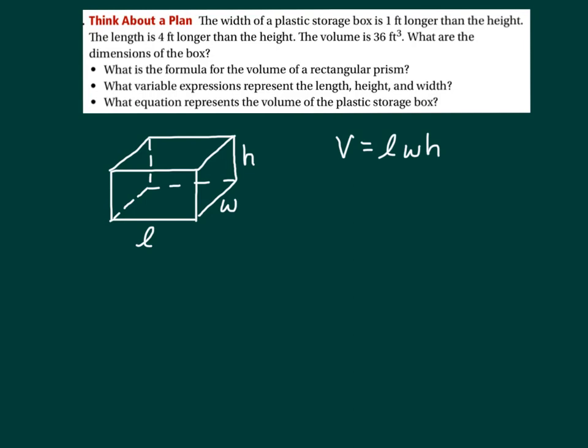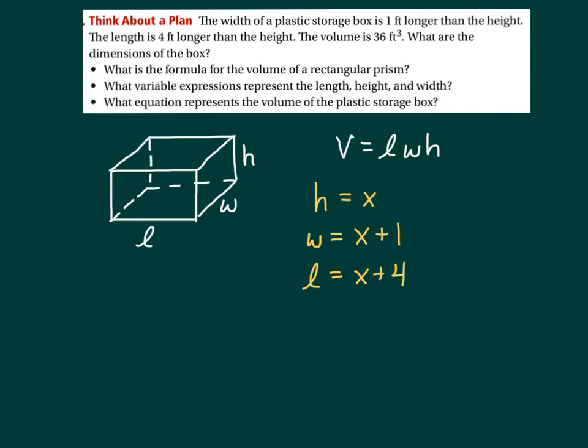Bullet point 2, what variable expressions represent the length, the height, and the width? Height equals x. Width equals x plus 1, and length equals x plus 4. Length equals x plus 4, because they tell us the width is 1 foot longer than the height. The length is 4 feet longer than the height. So they don't tell us anything about the height, really. So we say that the height is going to be our x. The width we know is 1 foot longer. The length is 4 feet longer. So that's bullet point 2.